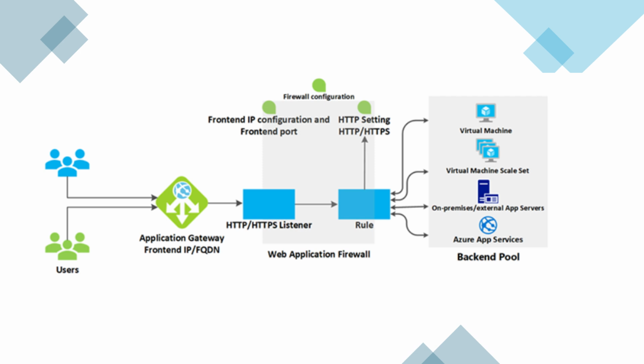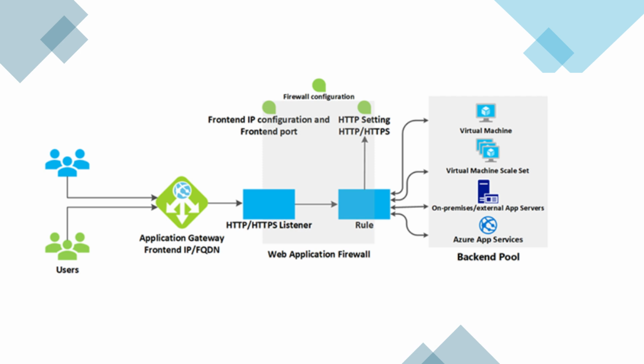Next, your routing rules come into play. These rules link listeners to backend pools and specify how traffic should be routed. For instance, you can route based on the URL path like /video/* or hostname like api.example.com. You also configure HTTP settings at this stage, deciding if the connection between the gateway and your servers will be encrypted, whether session stickiness is needed, and how long the connection should remain open.